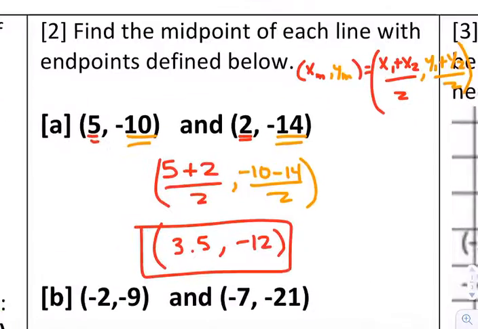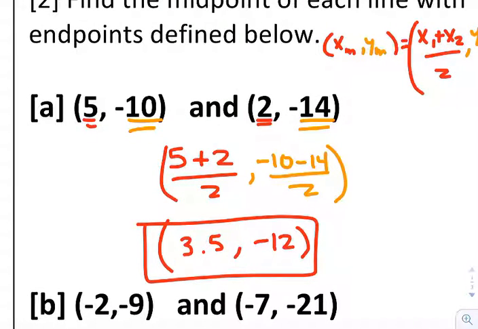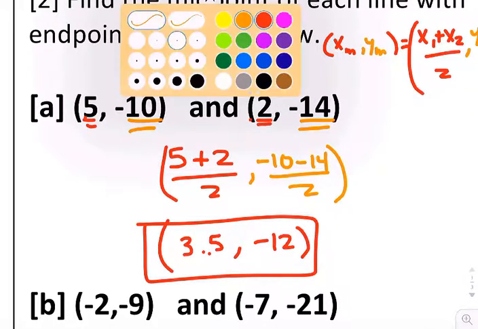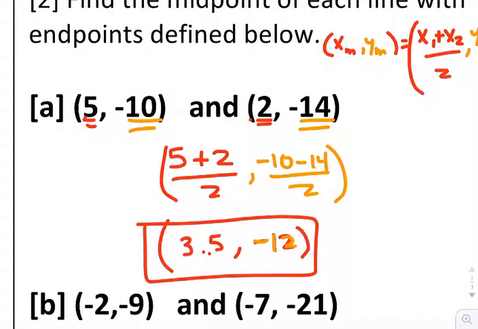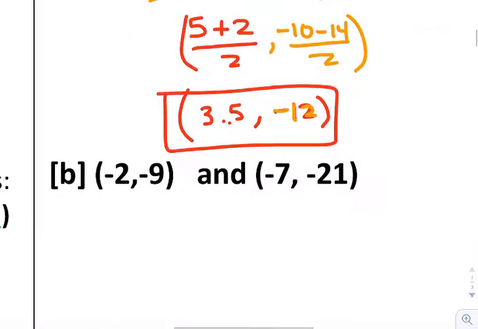Okay? A quick way to check this is just to look at the numbers and ask yourself, well, is 3.5 kind of in between 5 and 2? And it is. It's a reasonable number in between. Do the same thing here for negative 12. Is that in between negative 10 and negative 14? It most certainly is. So that's going to be a reasonable midpoint for us.